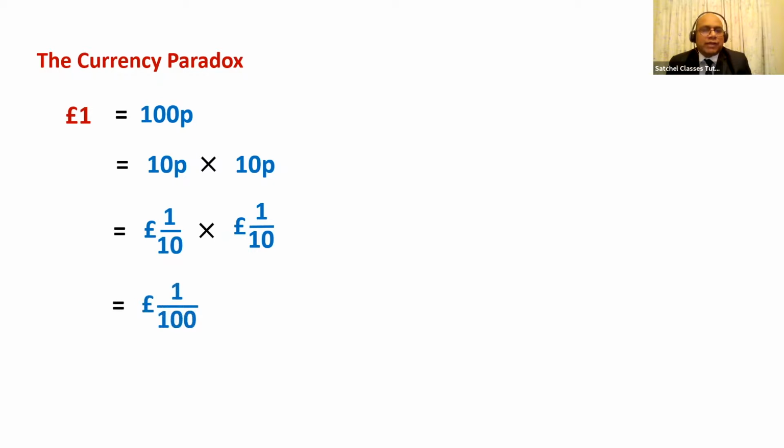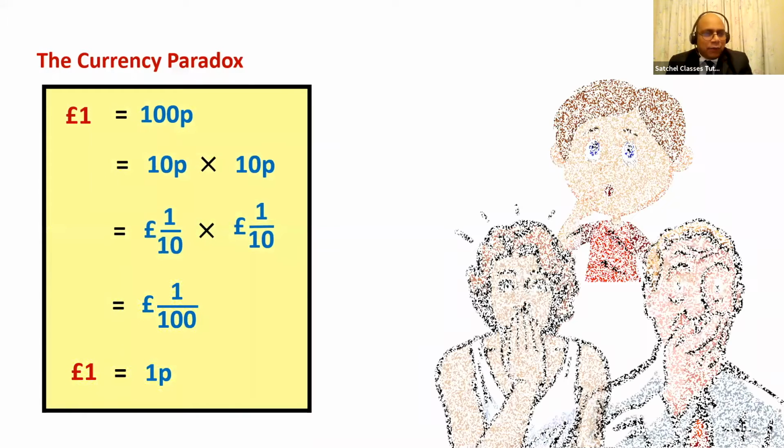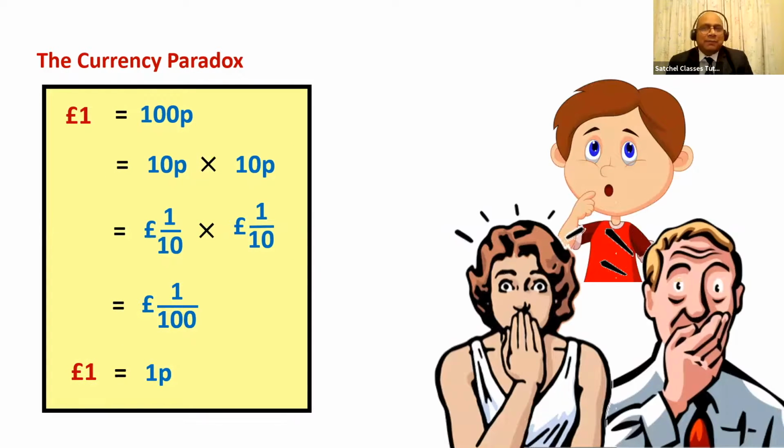Okay, simple fraction multiplication. And what is 1/100th of a pound? 1/100th of a pound is 1 pence. What that means is £1, which we began with, actually ended up being equal to 1 pence. £1 is 1 pence. Well, how on earth is that possible? Well, let's try and unearth the answer to such questions in this session.